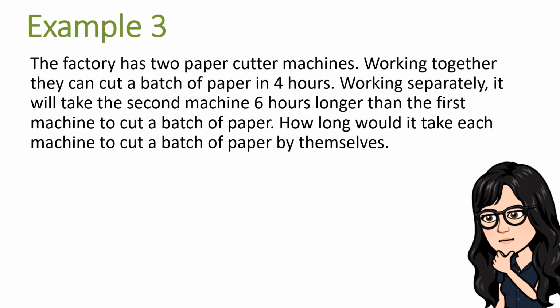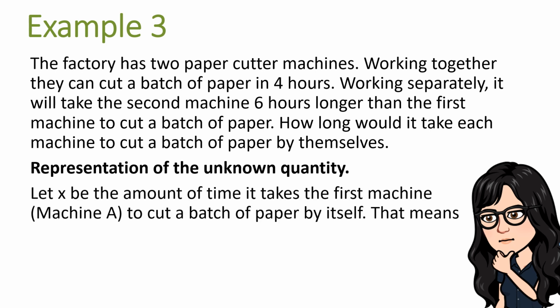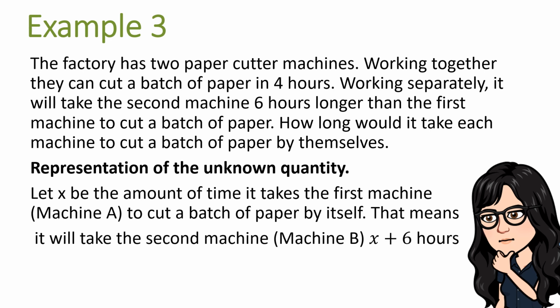Example number 3. A factory has two paper cutter machines. Working together, they can cut a batch of paper in 4 hours. Working separately, it will take the second machine 6 hours longer than the first machine to cut a batch of paper. How long would it take each machine to cut a batch of paper by themselves? Representation of unknown quantity. Let x be the amount of time it takes the first machine, machine A, to cut a batch of paper by itself. That means it will take the second machine, machine B, x plus 6 hours to cut the batch of paper.